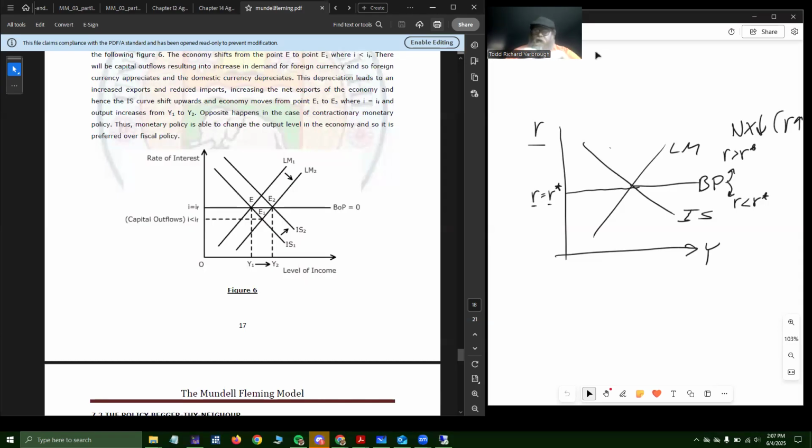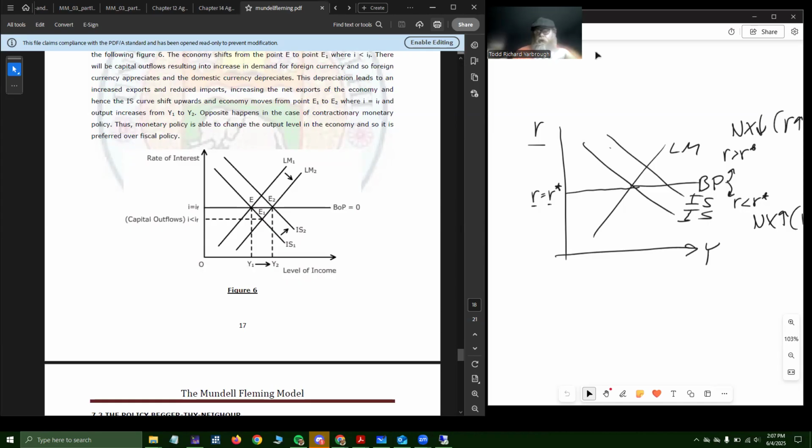And then, of course, if R is less than R star, we have the exact opposite. Net exports are going up, and again, the domestic interest rate triggers a reduction in the exchange rate. Ultimately, if we again consider the government running a fiscal expansion here, we can see that fiscal expansion, as it did before, is ultimately going to trigger a capital inflow.